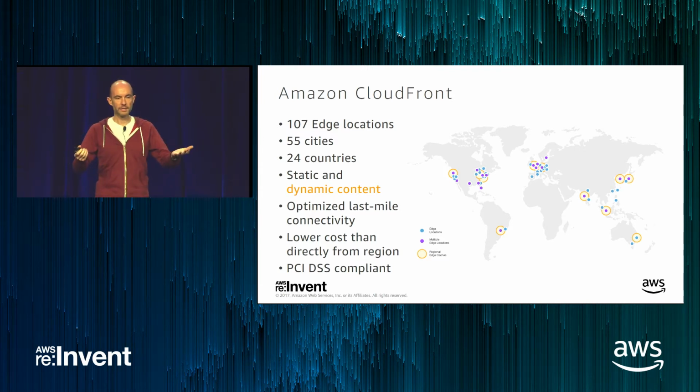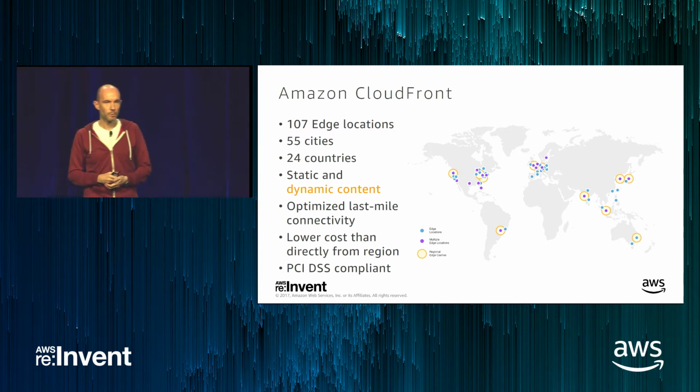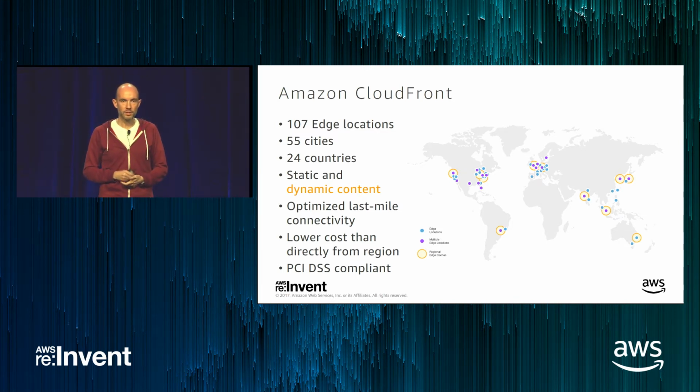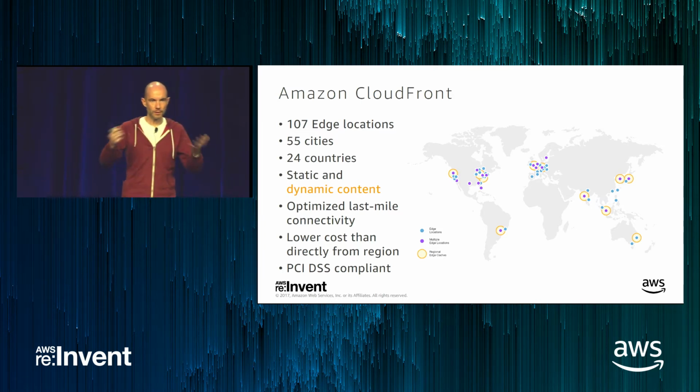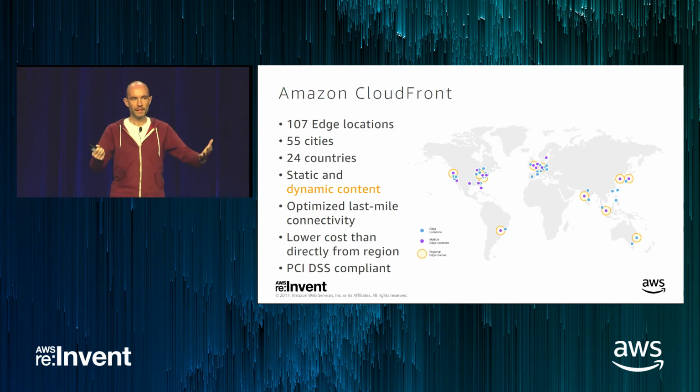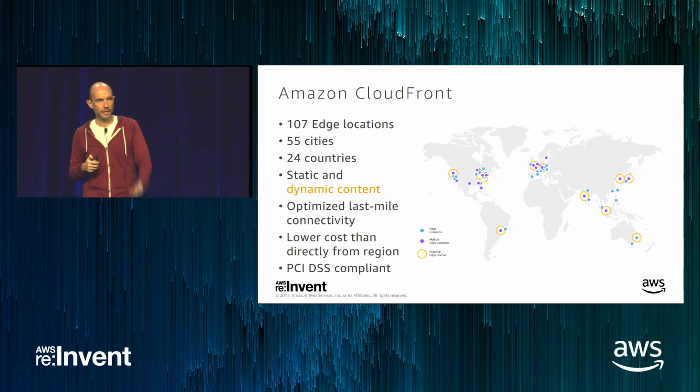Amazon CloudFront gives you 107 edge locations, and that number is increasing almost every day now, in 55 cities, 24 countries, and it supports both static and dynamic content. So what it does is, it runs a network of proxy servers worldwide that are able to cache your static content, such as HTML pages, images, JavaScript, CSS, that sort of thing.